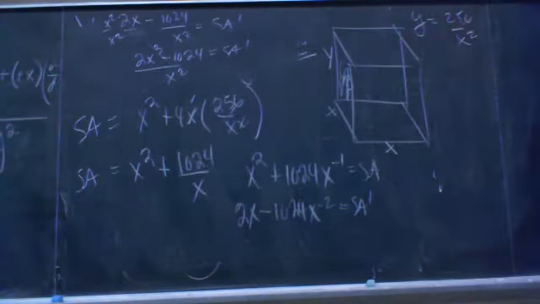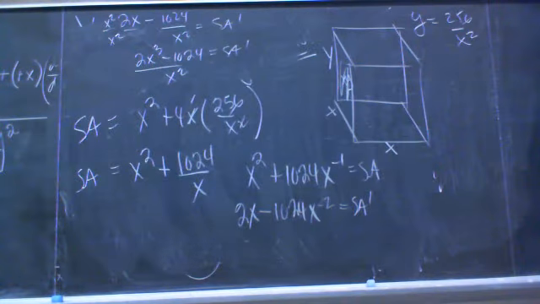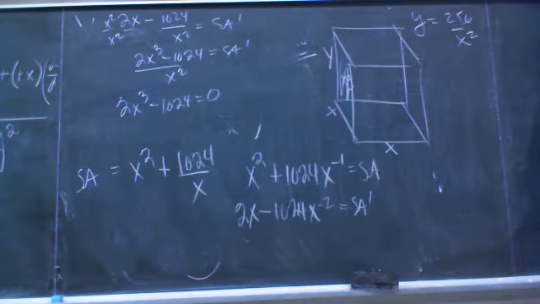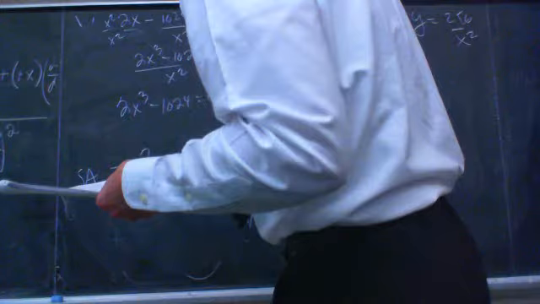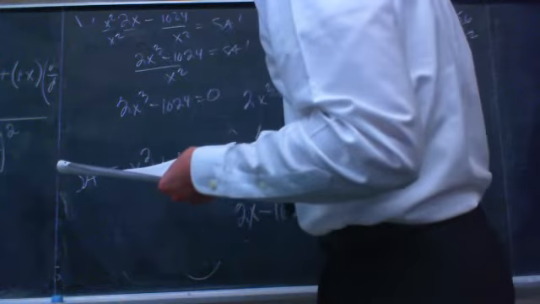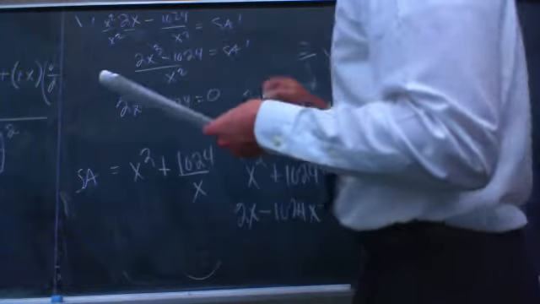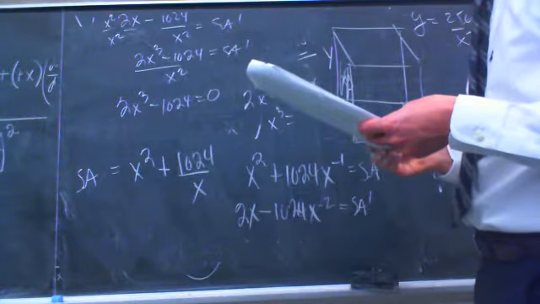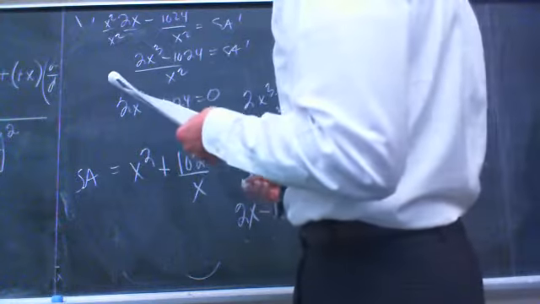If I set the bottom equal to 0, I can't have a 0 dimension. So I'm only going to set the top equal to 0. That's a very important step in AP. It shows us you're considering the critical numbers. Add the 1,024 to both sides. Divide by 2. And when we divide that by 2, what do we get there? x cubed equals what?